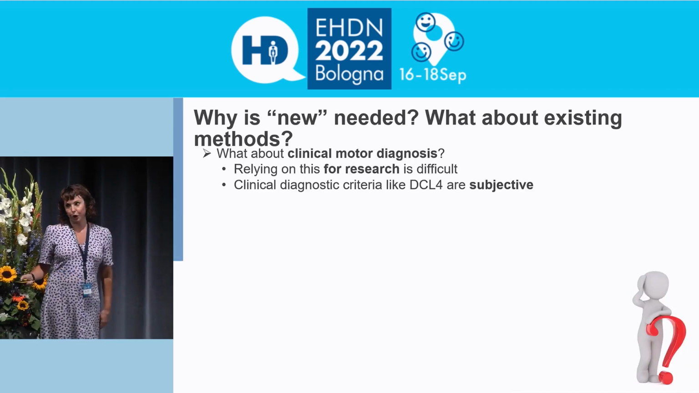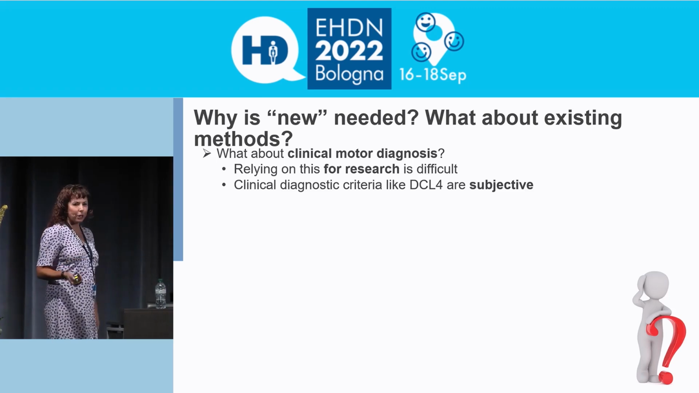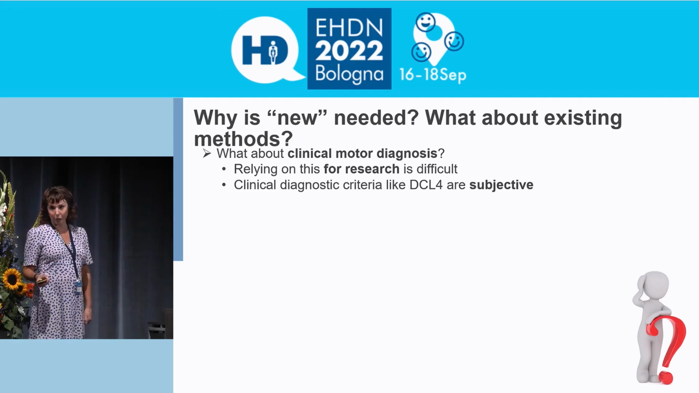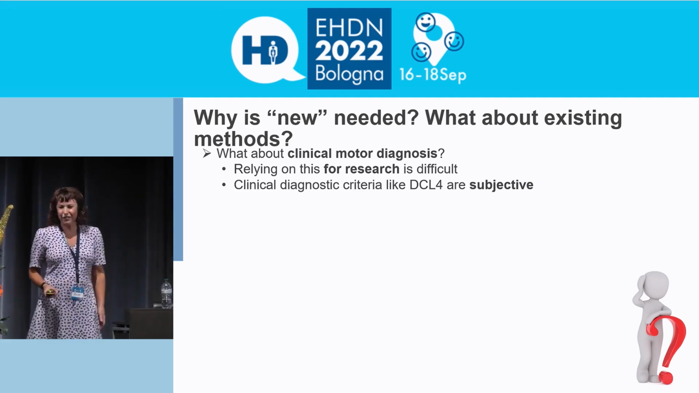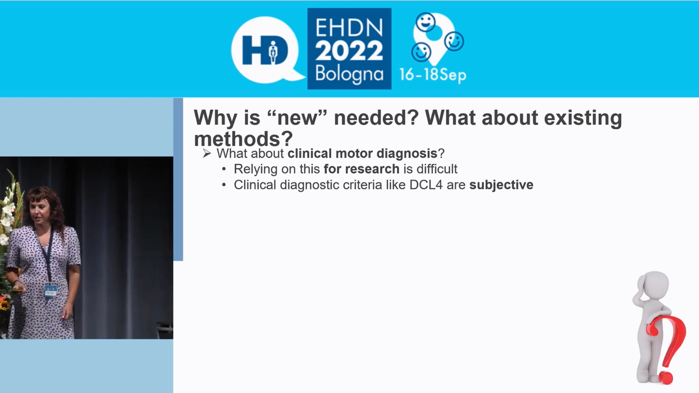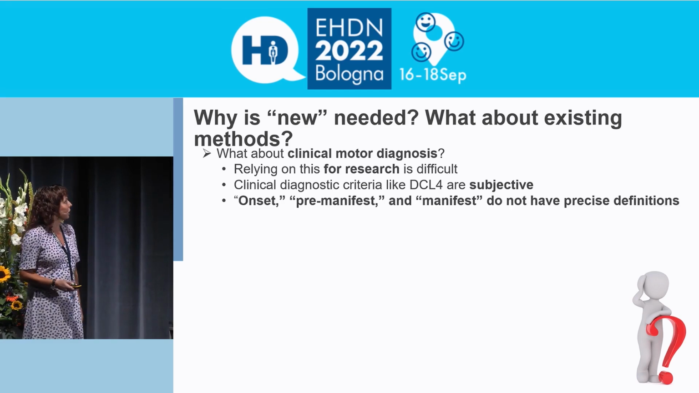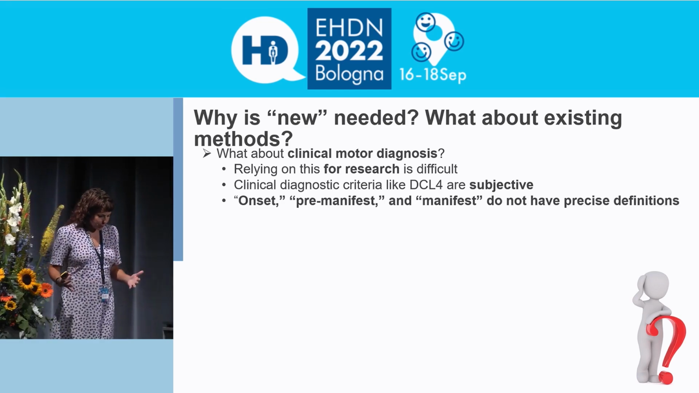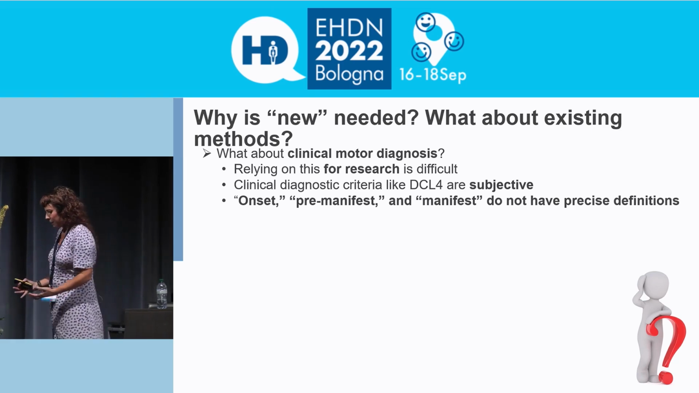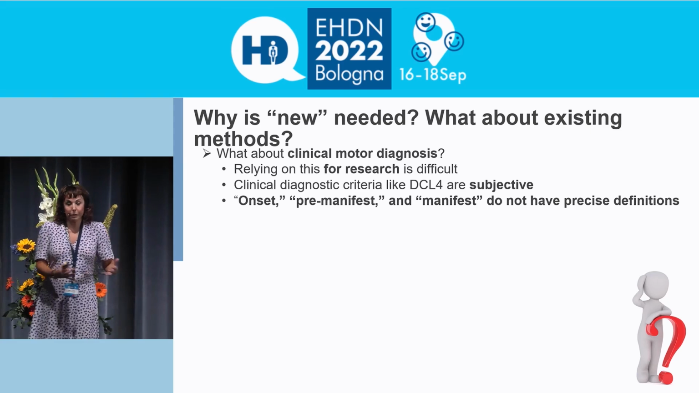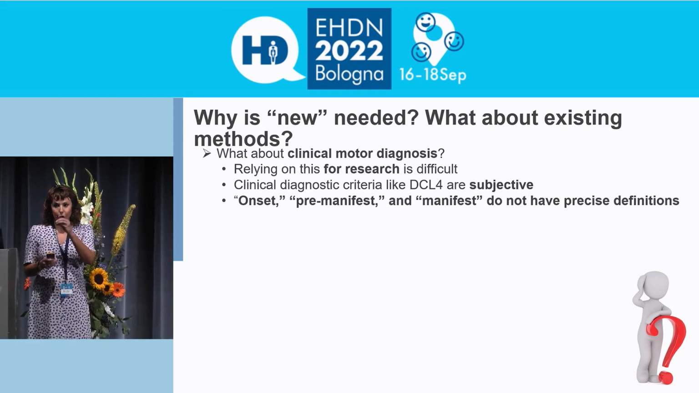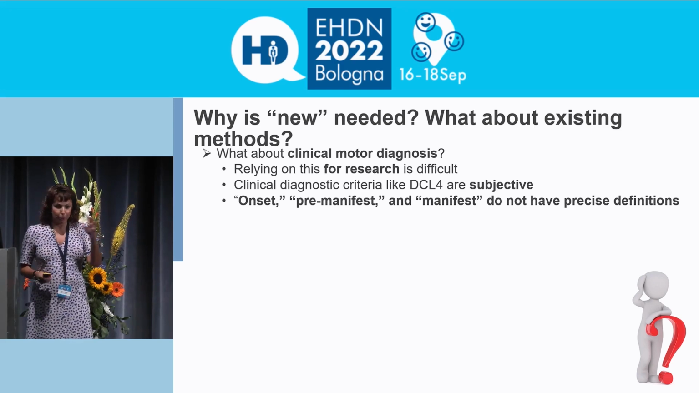So why do we need a new one? Because if you rely on clinical motor diagnosis, the DCL4, diagnostic confidence level, is very subjective between people. So relying on this for research is difficult because it's a subjective measure. And there are words which we use a lot: disease onset, manifest, pre-manifest, prodromal, pre-A, pre-B. We all have lots of different descriptions, but they are all slightly different, and some people may use them differently.